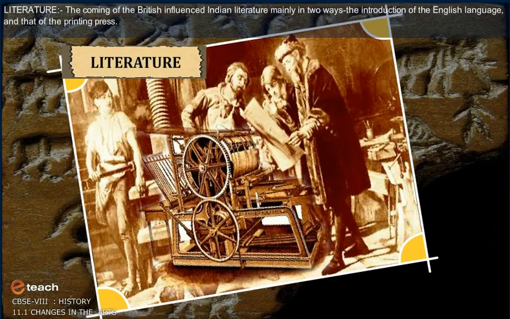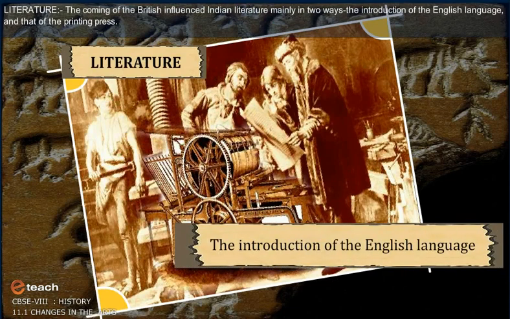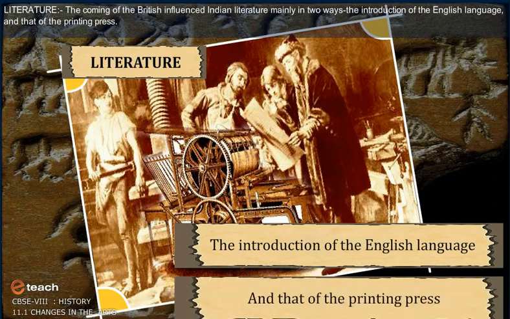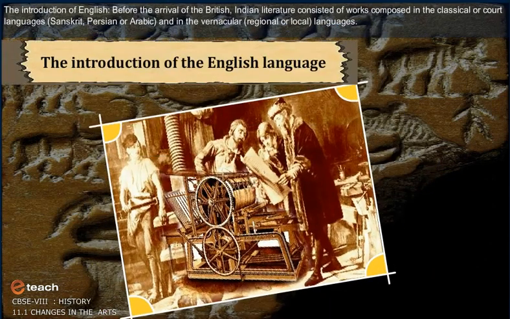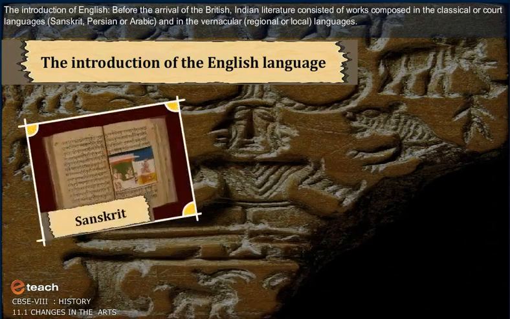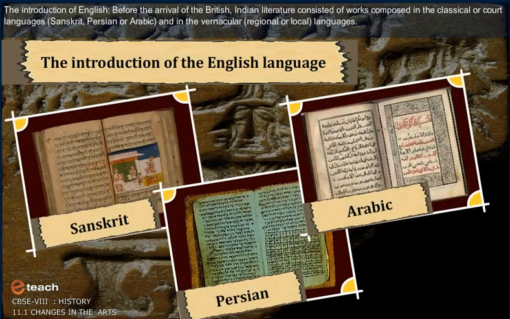Literature. The coming of the British influenced Indian literature mainly in two ways: the introduction of the English language and that of the printing press. The introduction of English. Before the arrival of the British, Indian literature consisted of works composed in the classical or court languages, that is, Sanskrit, Persian or Arabic, and in the vernacular, that is, regional or local languages.